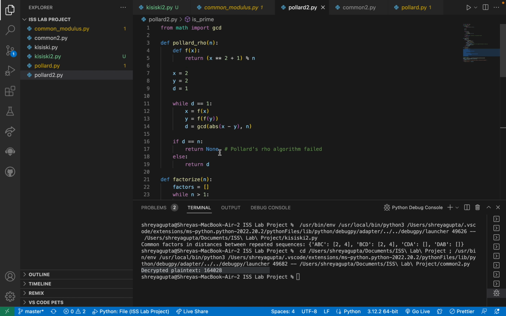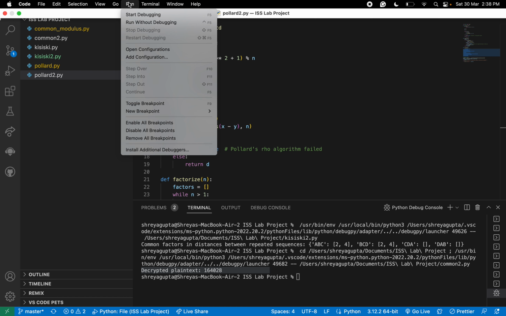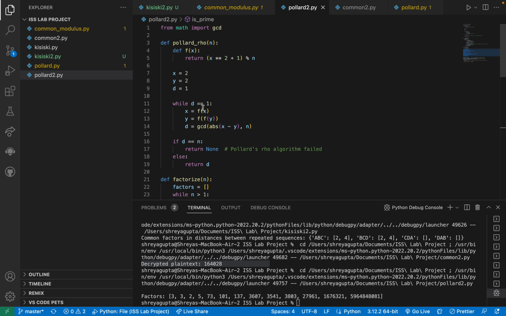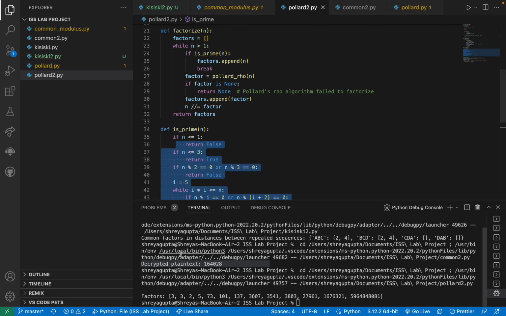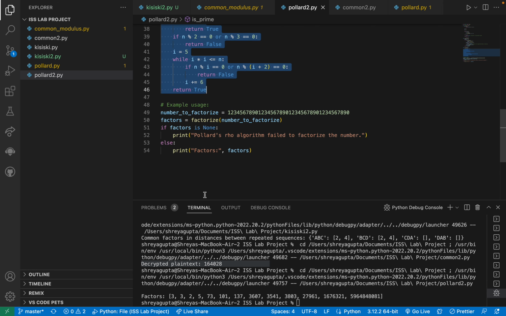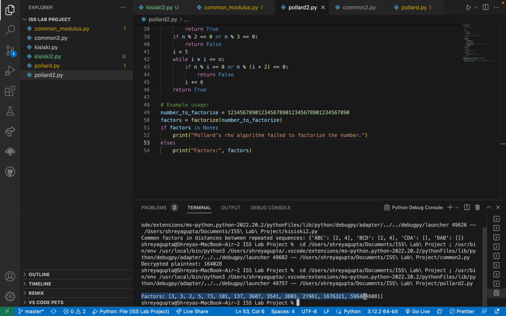So let me run this code in front of you. We were given this input, and that's the output of it. It has factorized it and found the prime numbers in it.